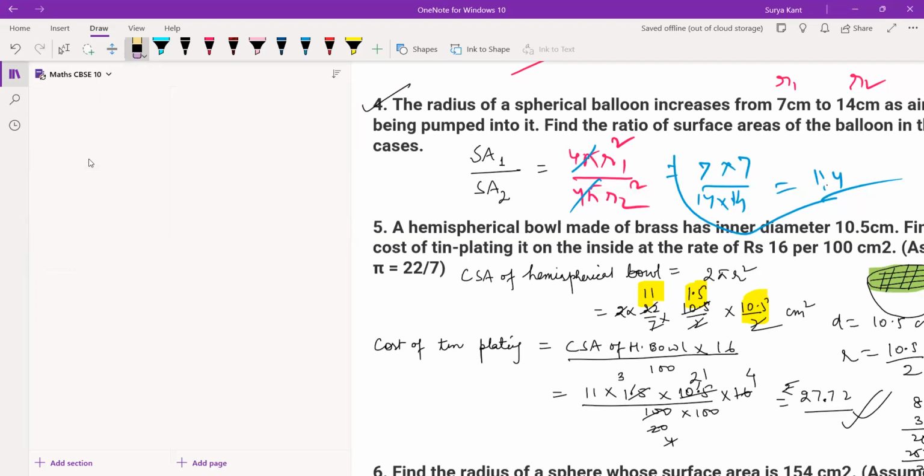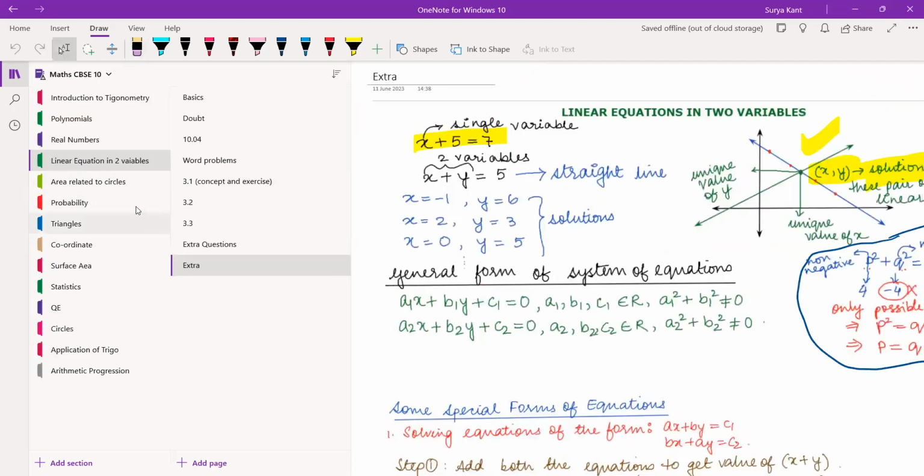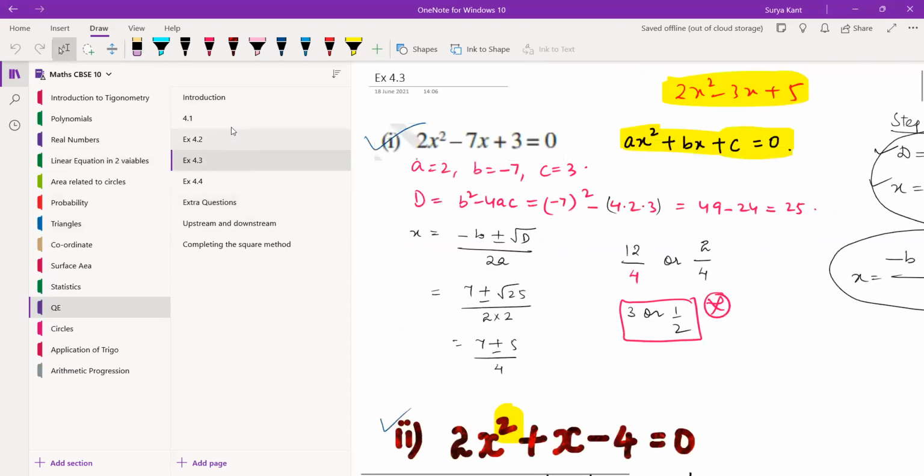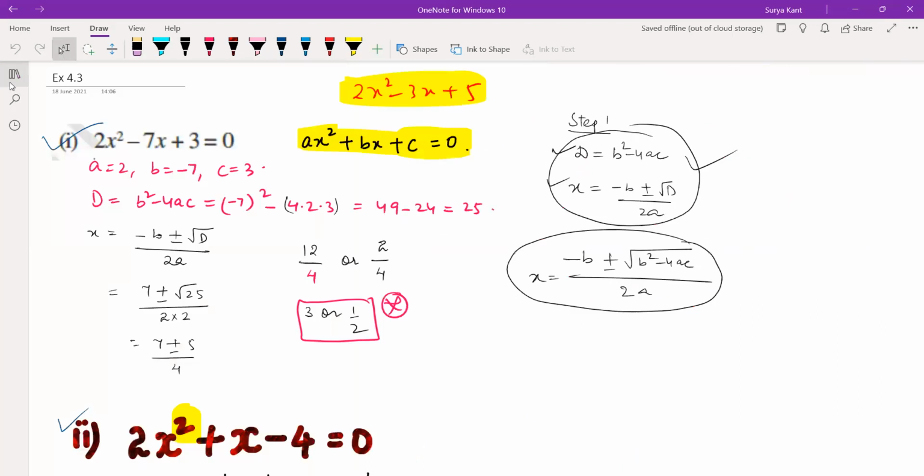So 10th CBSE, and we are doing quadratic equations, right? Which exercise are we doing in this? 4.2, 4.3, which one? Check once what we are doing. Actually, we have done word problems, I believe, right? We did extra problems. In solving the roots, did we start 4.3 or not, Dhananjay? We didn't start it. Sir, we should start 4.3.